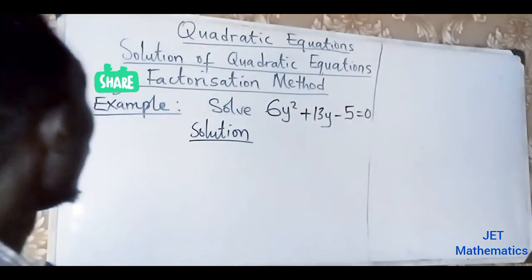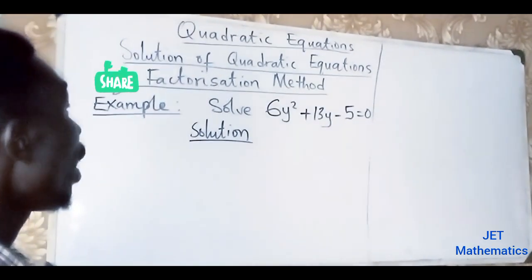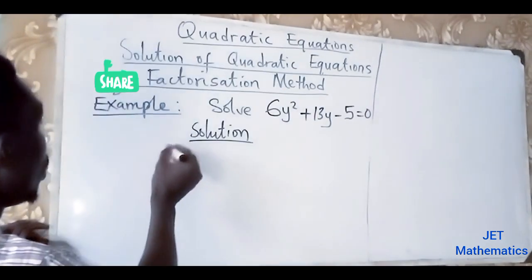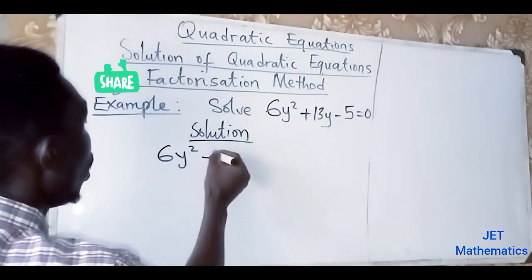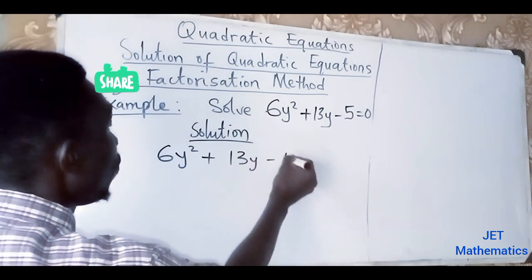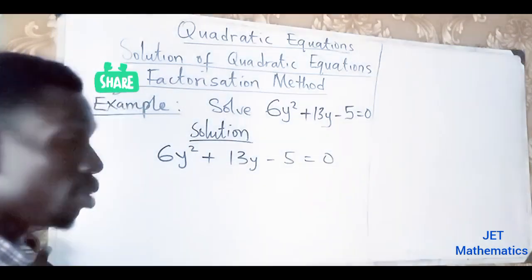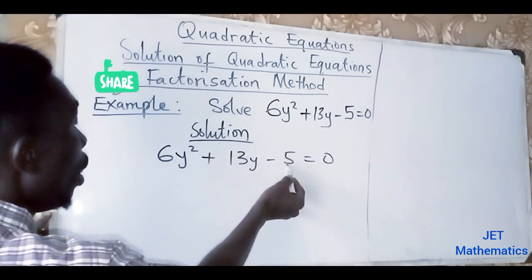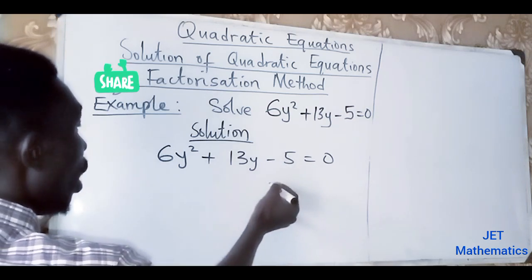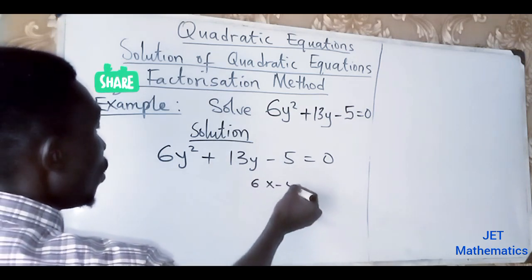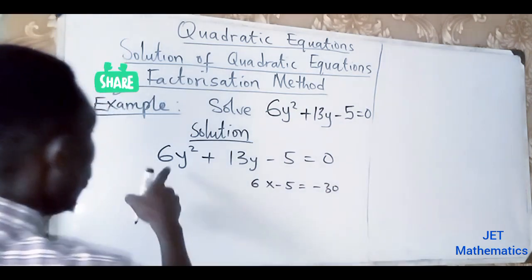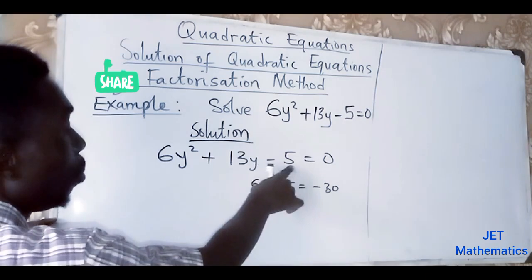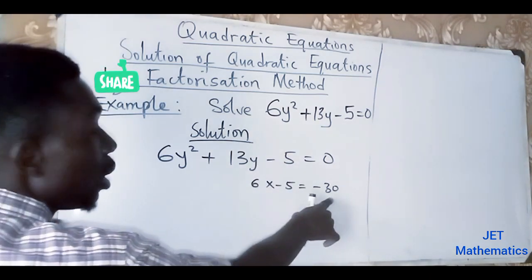It says solve 6y squared plus 13y minus 5 equals 0. Quickly, we'll take the coefficient of y squared and multiply it by the constant term, minus 5. So we have 6 times minus 5, that gives us minus 30. Remember, see what I used? The coefficient of y squared, which is 6, and the constant term, which is minus 5. Multiply them, you get minus 30.